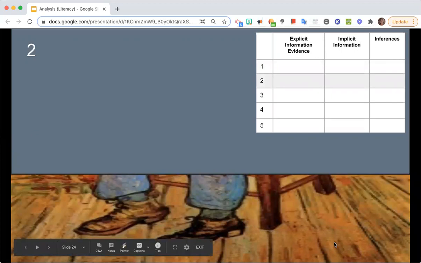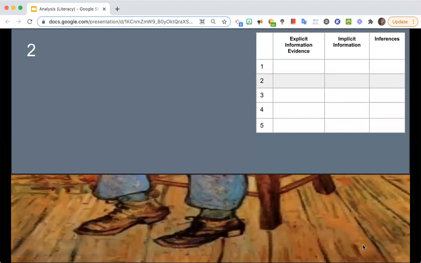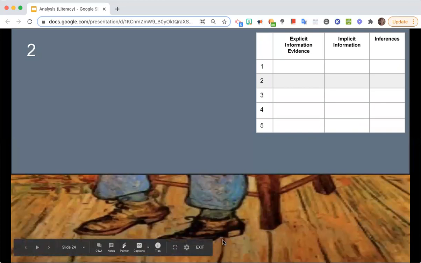Okay, so now we've revealed just a little bit more of the picture. So now we see blue pants, we see what appears to be wooden legs, and now we're seeing a little bit more of the shoe. Looks like there's some ties right here. That's going to lead me to pair that with what I know.